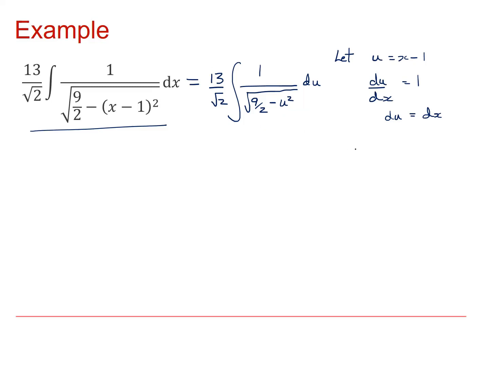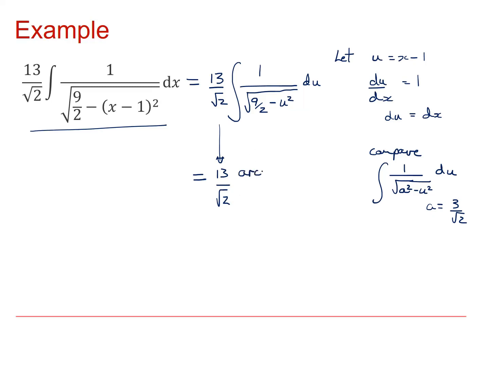Now, if we compare that with our standard integral, that would be 1 over root a squared minus u squared du, we can see that this is in standard form, but with a equals 3 over root 2. So I can quote the result. I'm going to get 13 over root 2, carrying that through. And then I'm going to get arcsine u over a. Well, u over a is going to be u root 2 over 3. And I'm going to get plus some kind of constant.